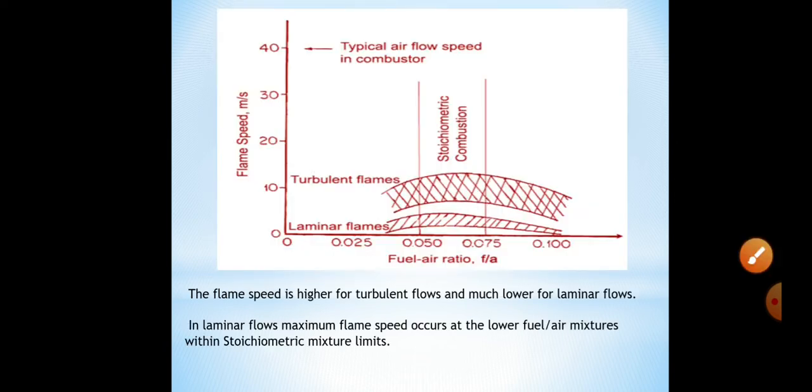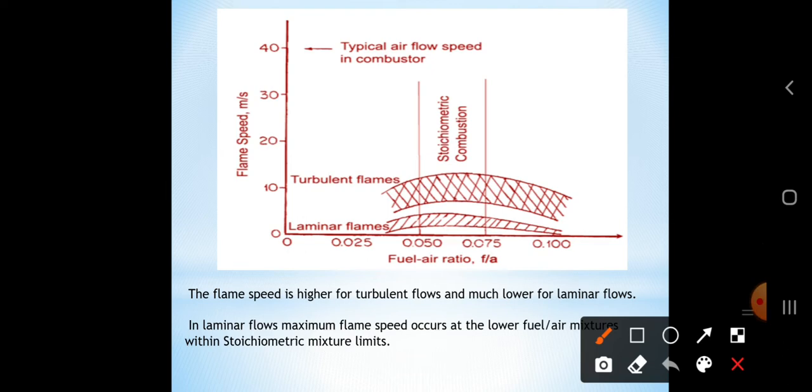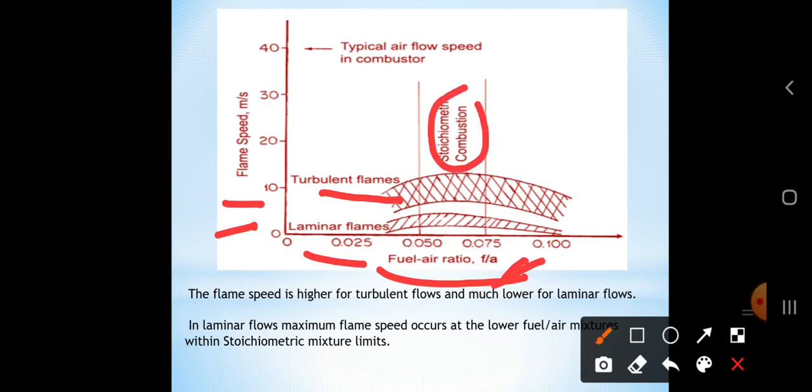So here we can see a schematic chart of flame speed versus fuel air ratio. Here the fuel air ratio is represented by F by A. Here we can see two regions: one is the turbulent region, the second is the laminar region. In the laminar region, the burning rate will be low, whereas in the turbulent region, the burning rate will be high. The stoichiometric combustion process will be seen in this particular zone, that is in the range of fuel air ratio of 0.0502 to 0.075.